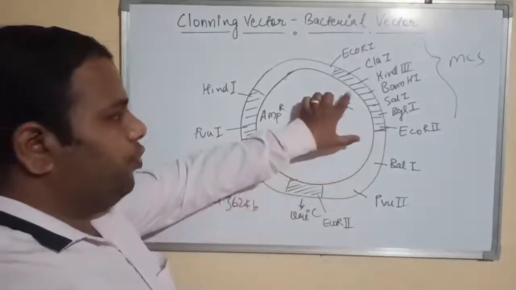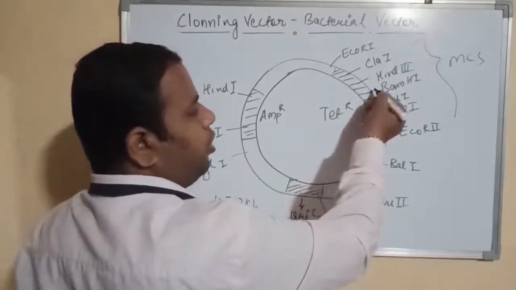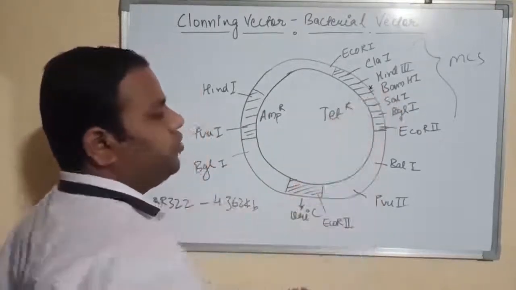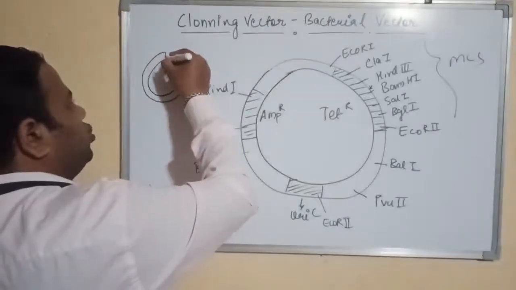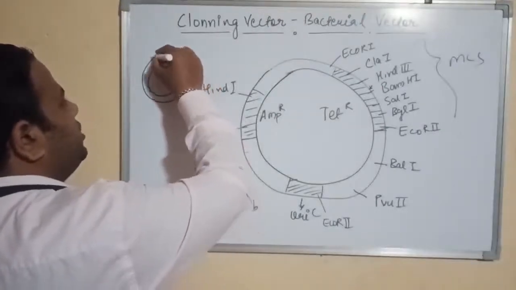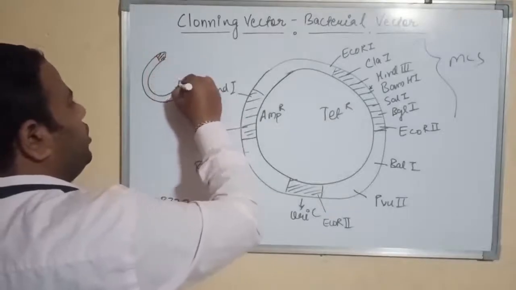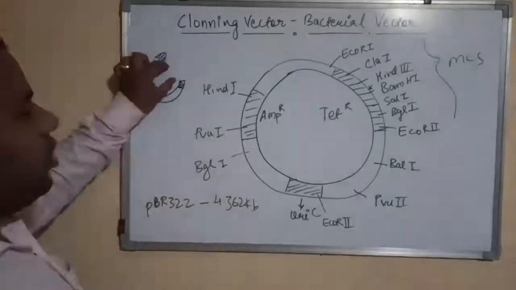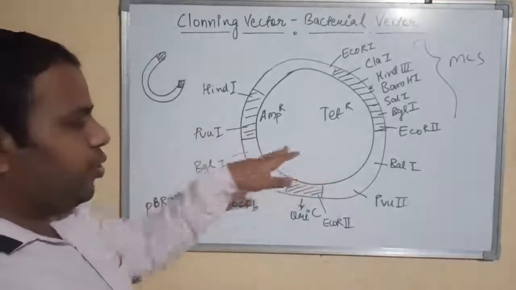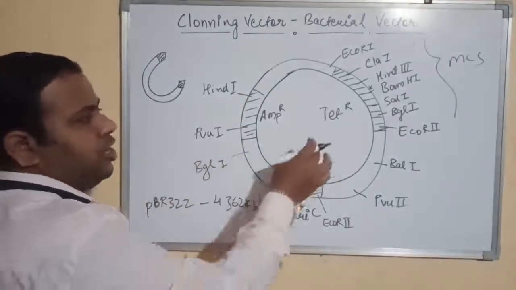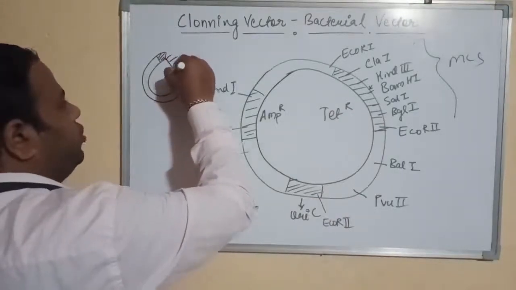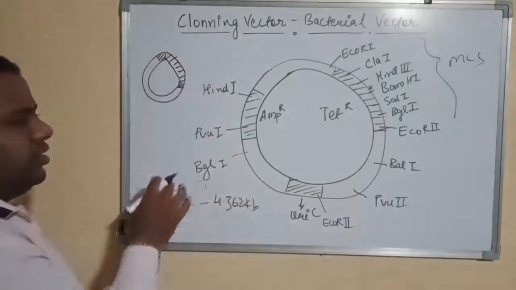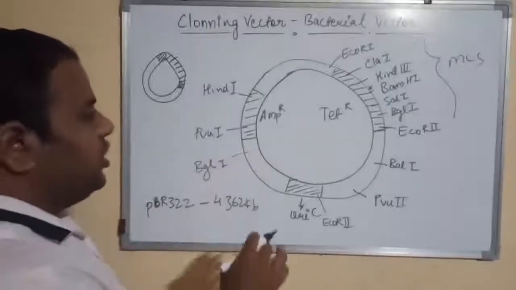So if you want to insert a fragment or a gene in this tetracycline gene, what will happen? The gene will be disrupted. Yes, so this gene, that is the tetracycline gene, is going to be disrupted. So what will happen? The bacteria in which we are going to transfer this plasmid will not have tetracycline resistance, and our fragment of interest will be added into this position and we will ligate it, and the ampicillin resistance gene here is intact.